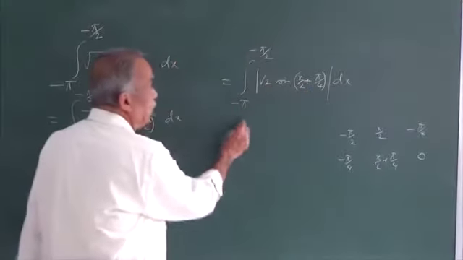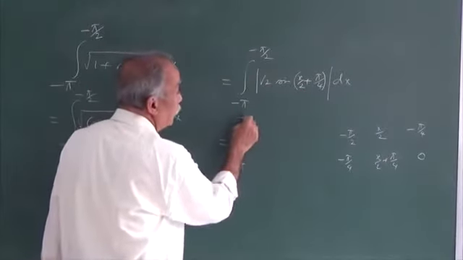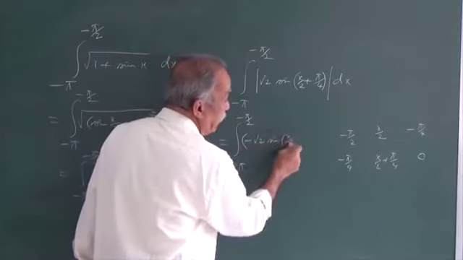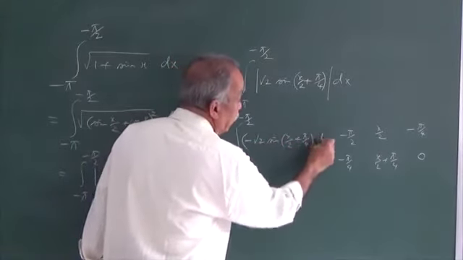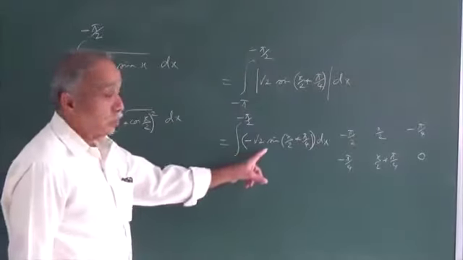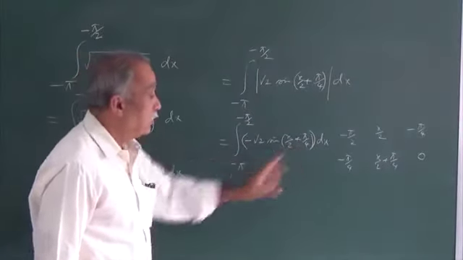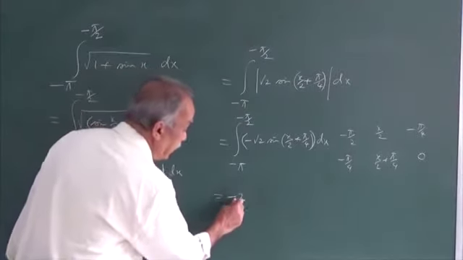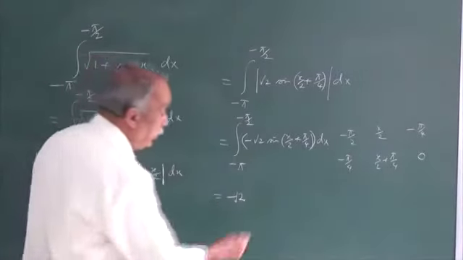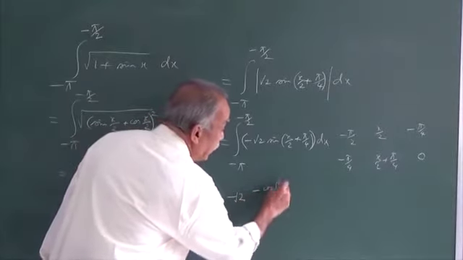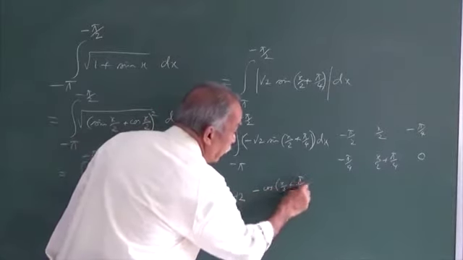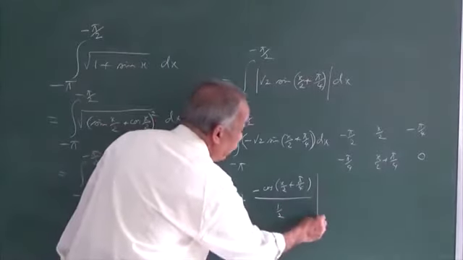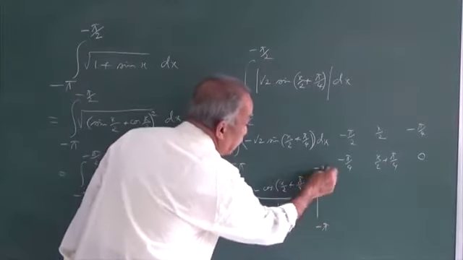Therefore, its absolute value will be the negative of what you are having inside, which is minus root 2 sine of x by 2 plus pi by 4. The function to be integrated is minus root 2 sine of x by 2 plus pi by 4. Now integration becomes simple, and the indefinite integral is minus root 2 into minus of cos x by 2 plus pi by 4 divided by the coefficient of x in the expression, half, to be evaluated between limits minus pi and minus pi by 2.